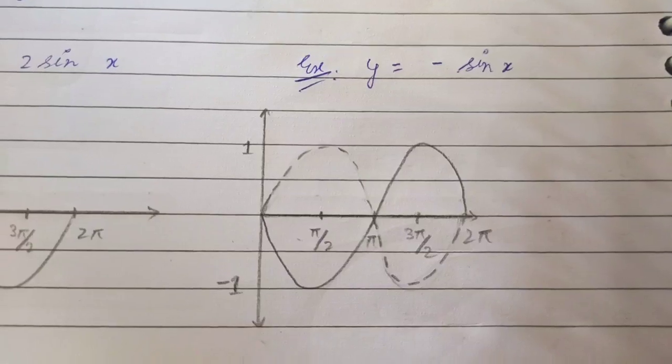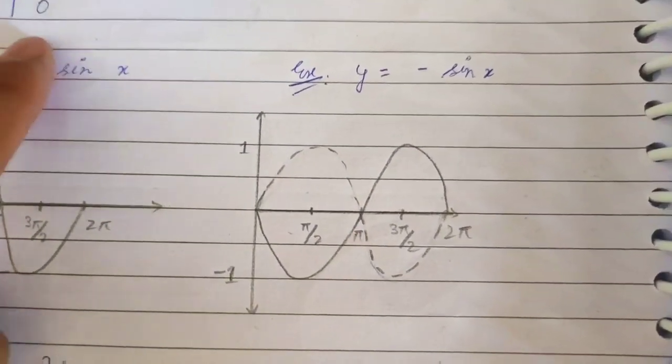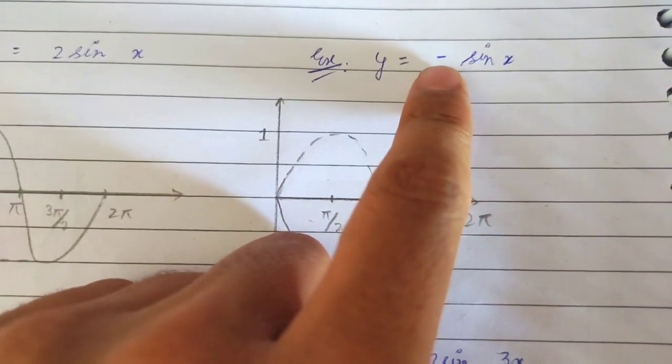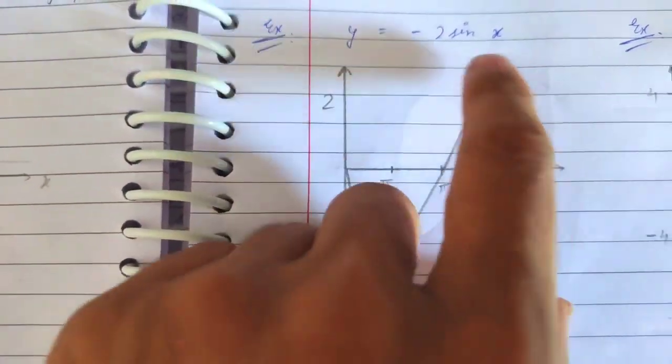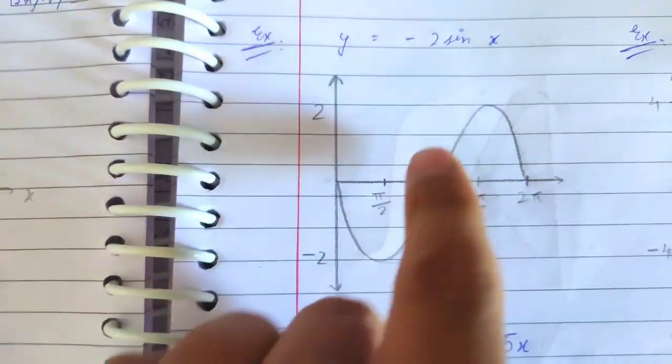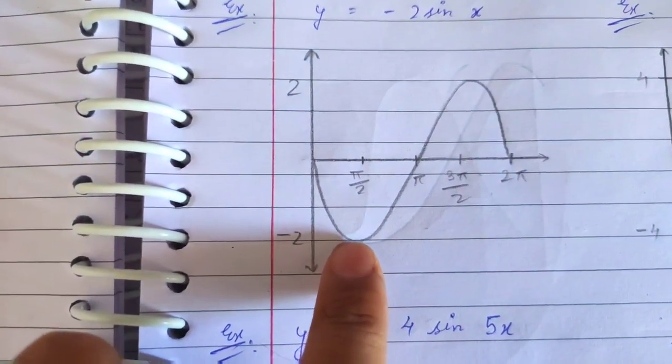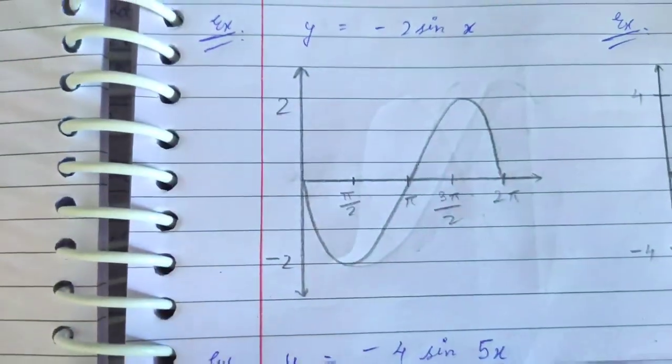Now what if both conditions are there, like a number is multiplied and there is also a negative sign. It is negative, so the graph will be in flipped form, and a number is also multiplied outside, so it will move 2 units down and 2 units up also.